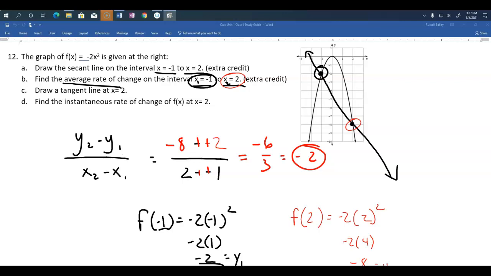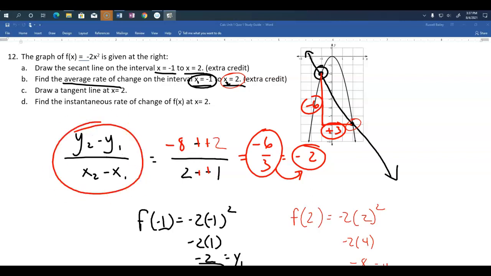Another way you could do it, just using the graph, you could just see, oh, I went down 6 spaces and over 3 spaces. So that's my rise and that's my run. So rise over run makes -2. So you could use the slope formula, or you could just do rise and run from the graph. It doesn't really matter. All you really need to know is the average rate of change is basically the slope of your secant line.